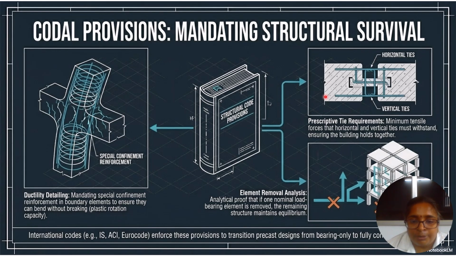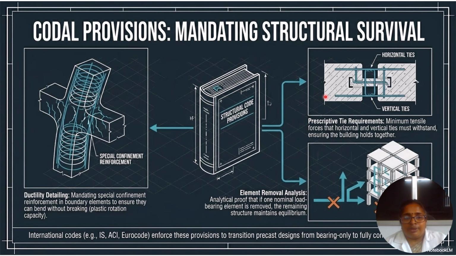And element removal analysis. The analytical proof is that if one nominal load-bearing element is removed, the remaining structure maintains equilibrium. For example, if one particular component, such as a beam or a column, is removed due to some unavoidable effects, the remaining structure must withstand and carry out the purpose for which it is designed.